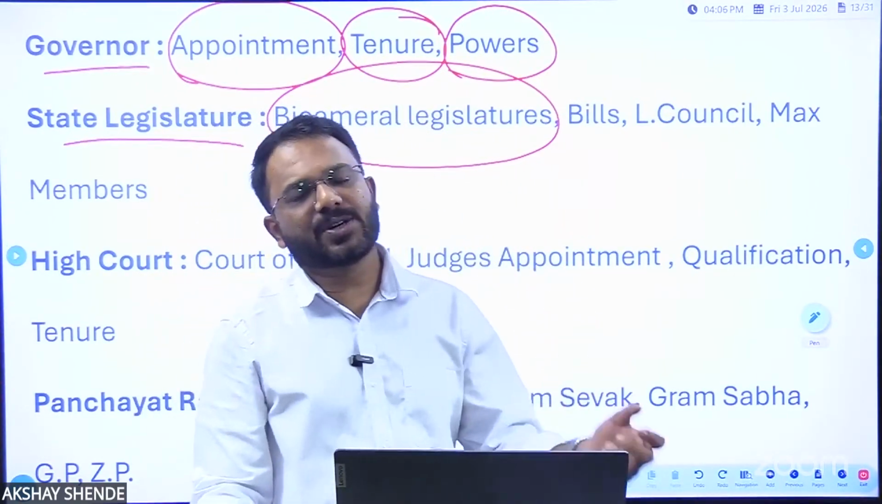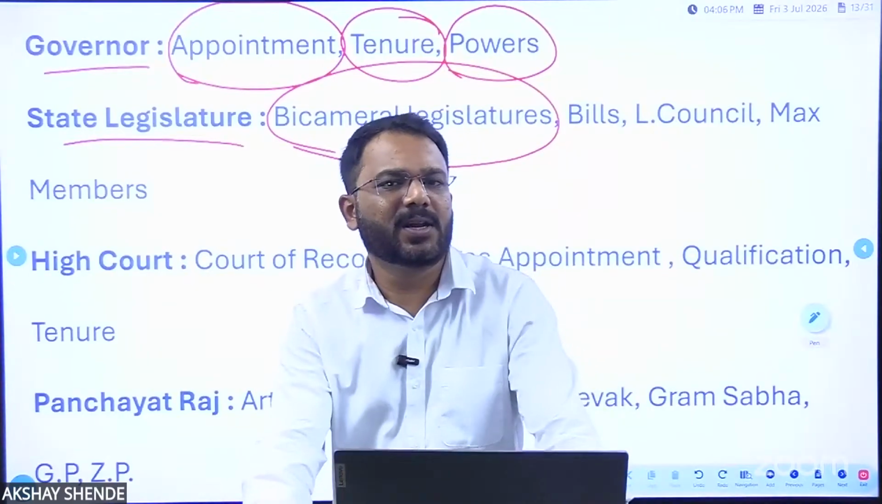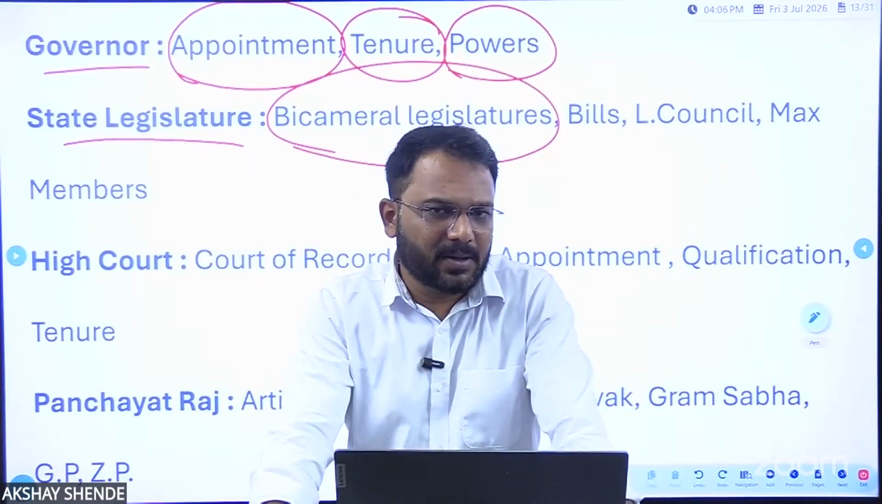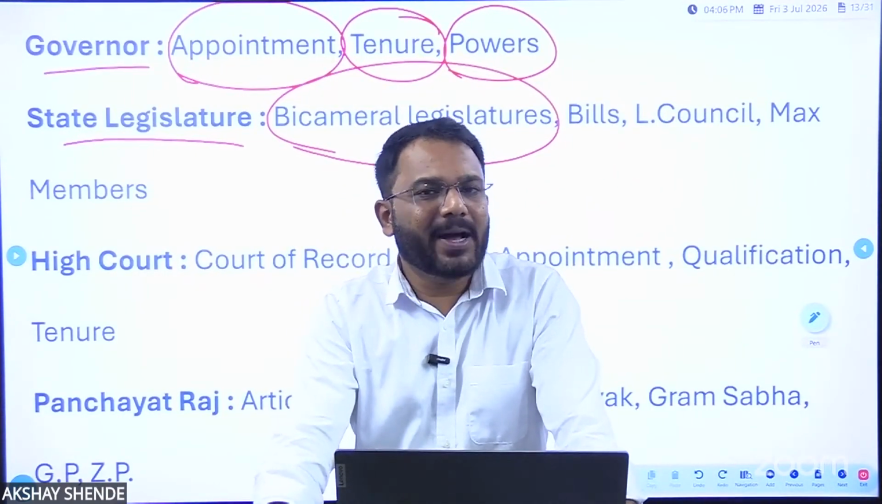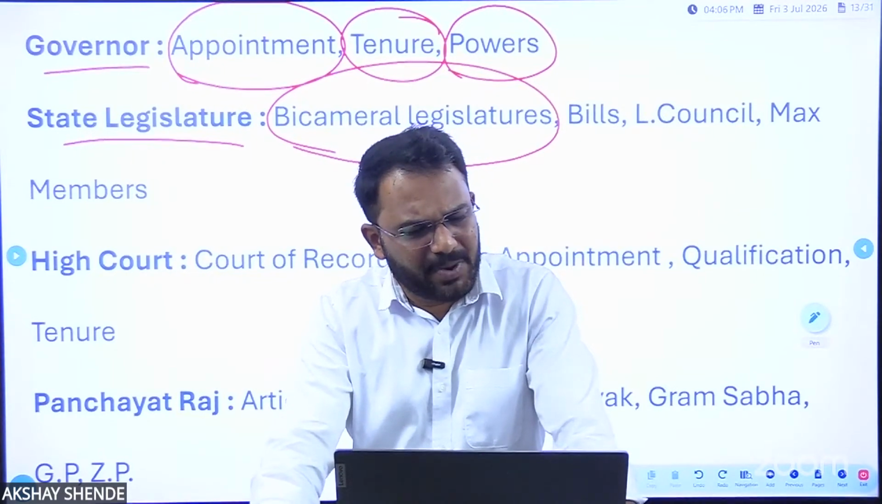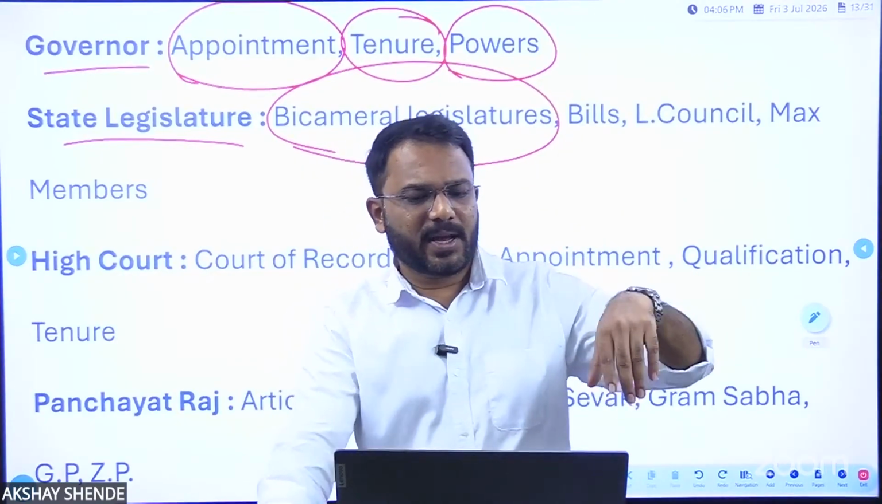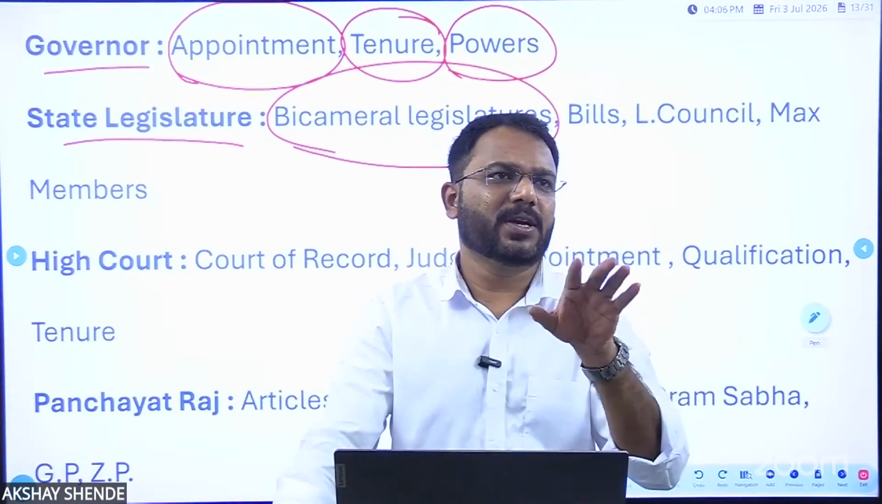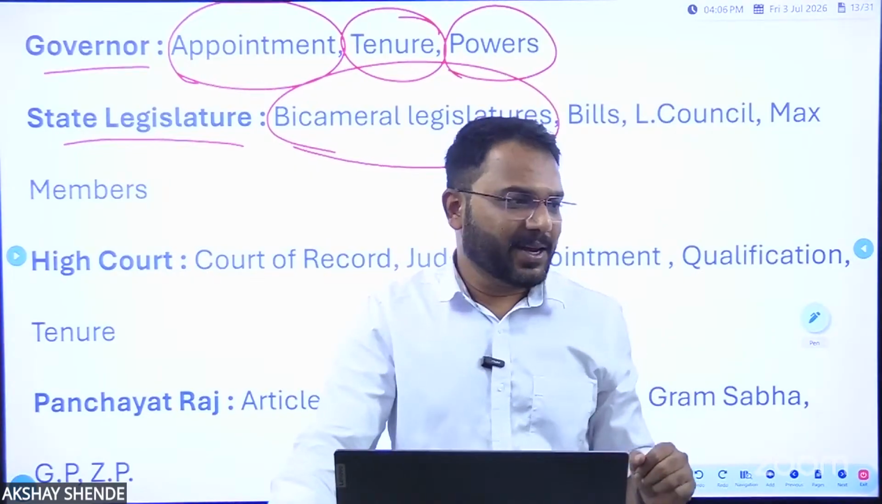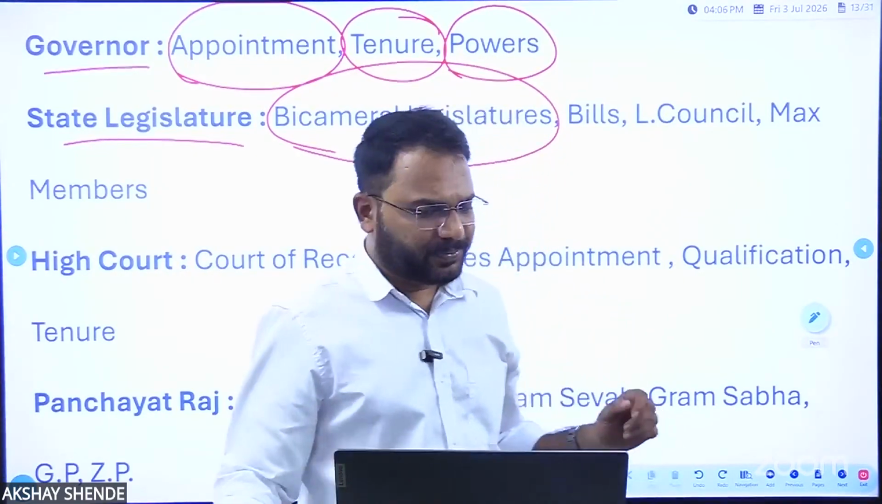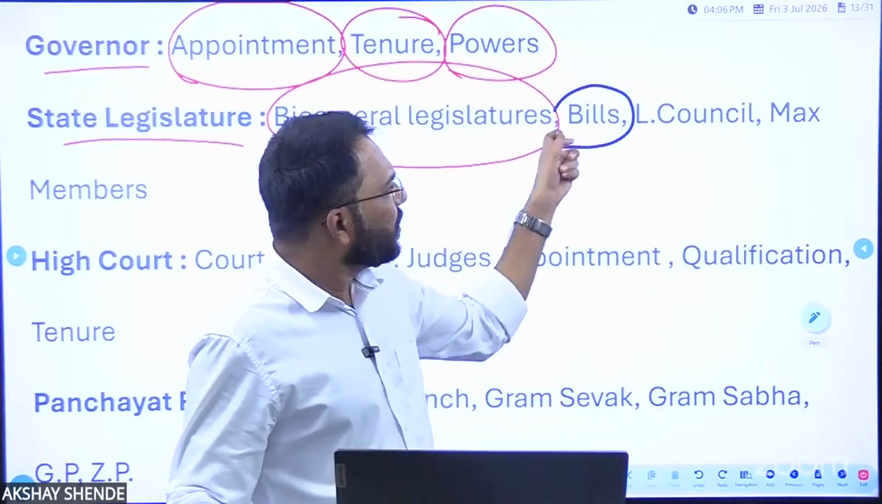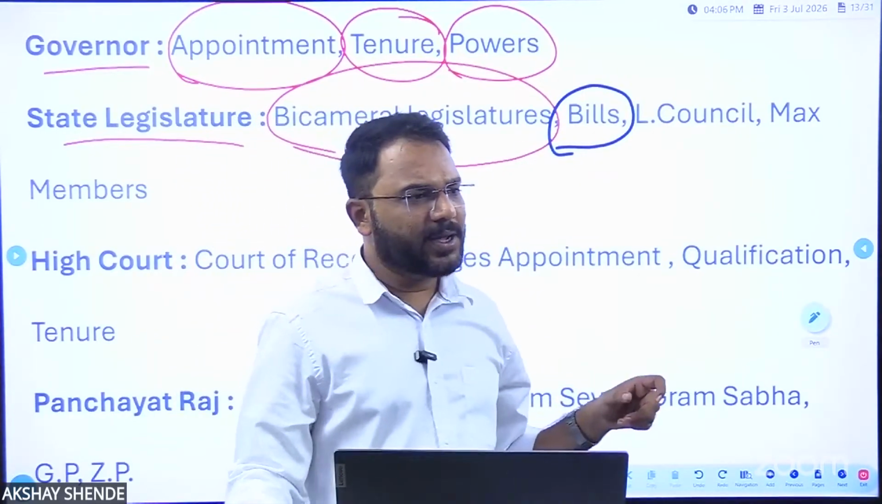states like Maharashtra, Karnataka, Andhra Pradesh, Telangana, UP, Bihar, these states have bicameral legislature, and they have asked you this question many a times. They will give you a list and you have to find out which of the following don't have bicameral legislature. Okay, bills. What kind of bills is introduced?